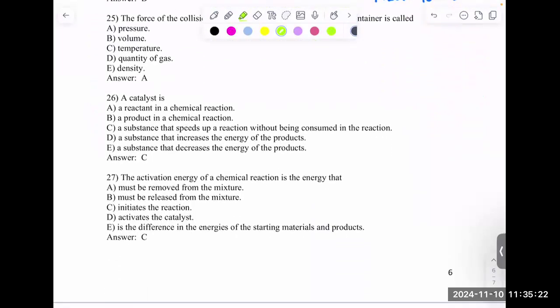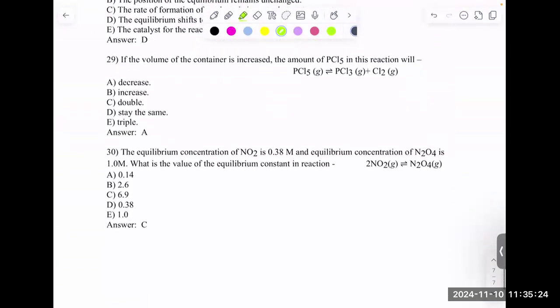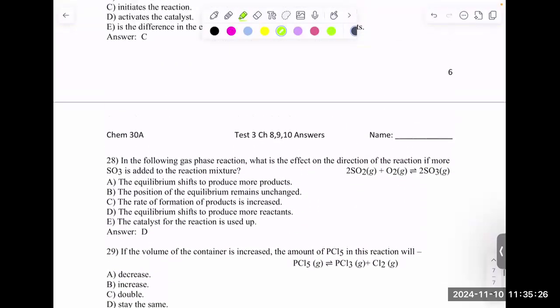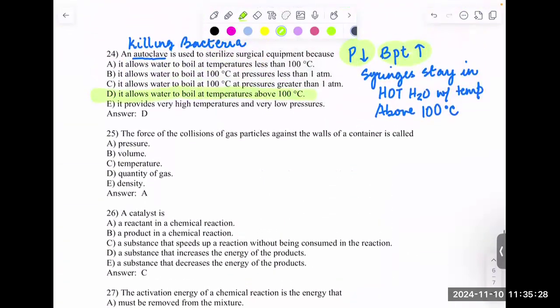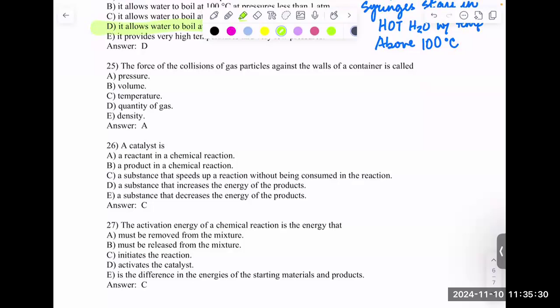Next is, okay, this one we have not covered in the class yet, in the lecture, but I'm still going to do it here. The force of collision of gas particles against the wall of the container is called pressure. That is, we discussed this. This is the pressure. I think this is all okay.